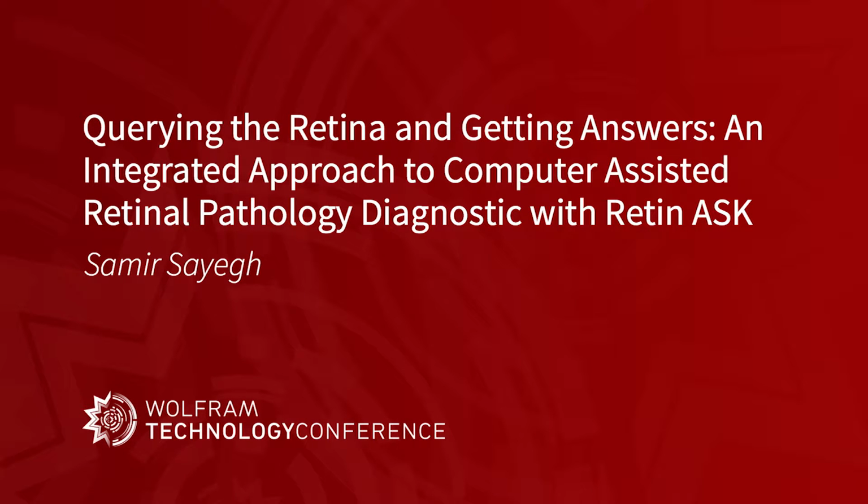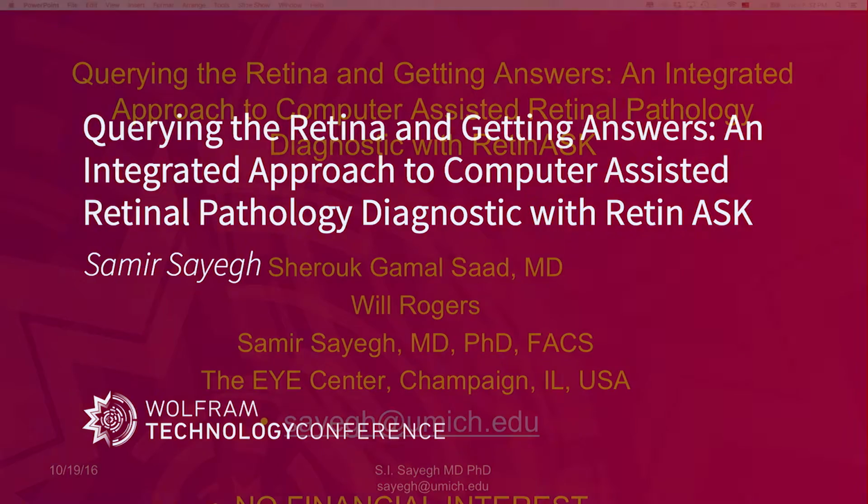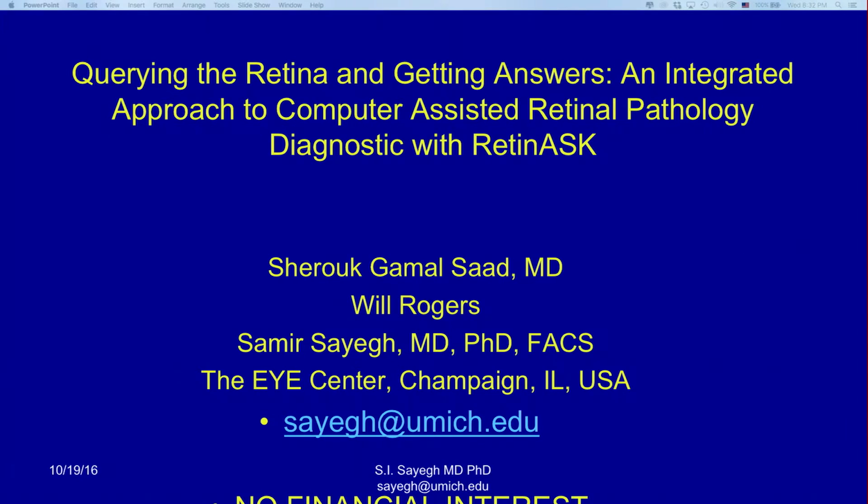Okay, so this is about the retina. The retina is the back of the eye. It's the film in the camera, right? It's a very, very important structure because there are many conditions that are potentially blinding that are associated with the retina.